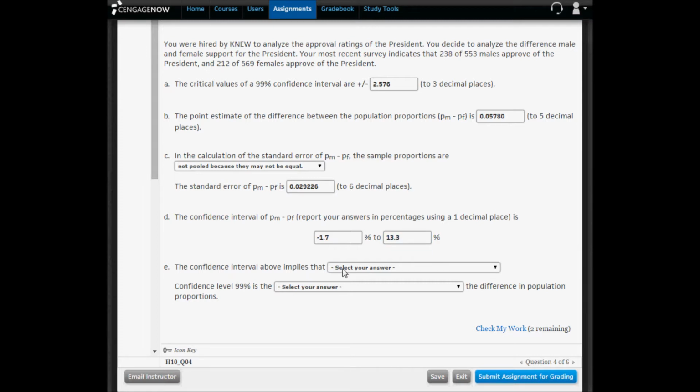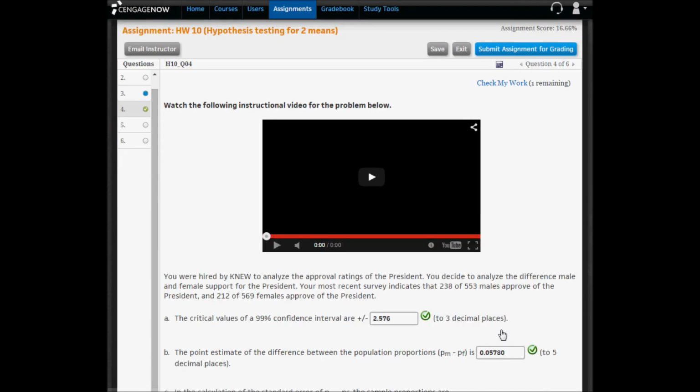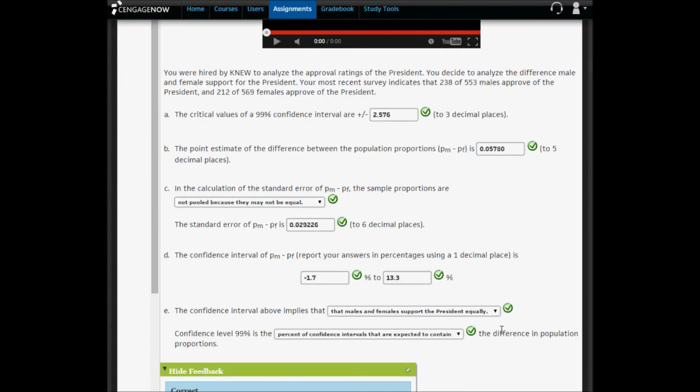The confidence interval above implies that males and females support the president equally. Confidence level 99% is the percent of confidence intervals that are expected to contain the difference in population proportions. I'm going to check my work and we should get everything correct. And we do.